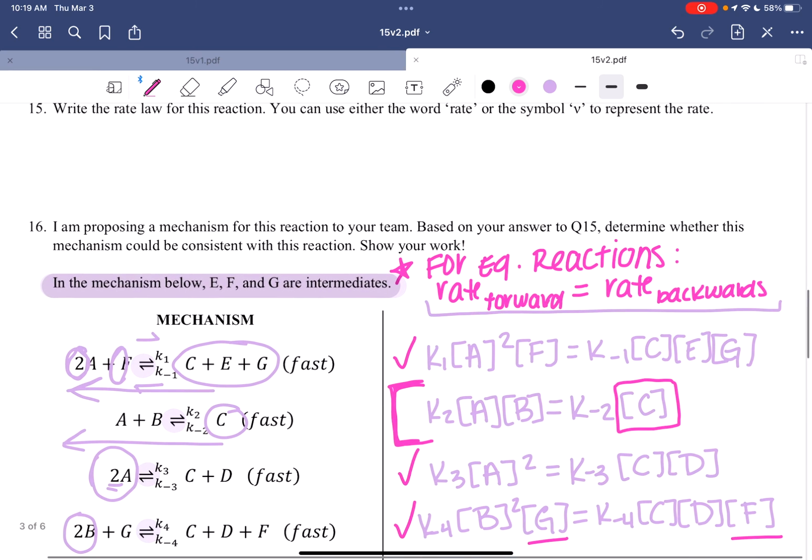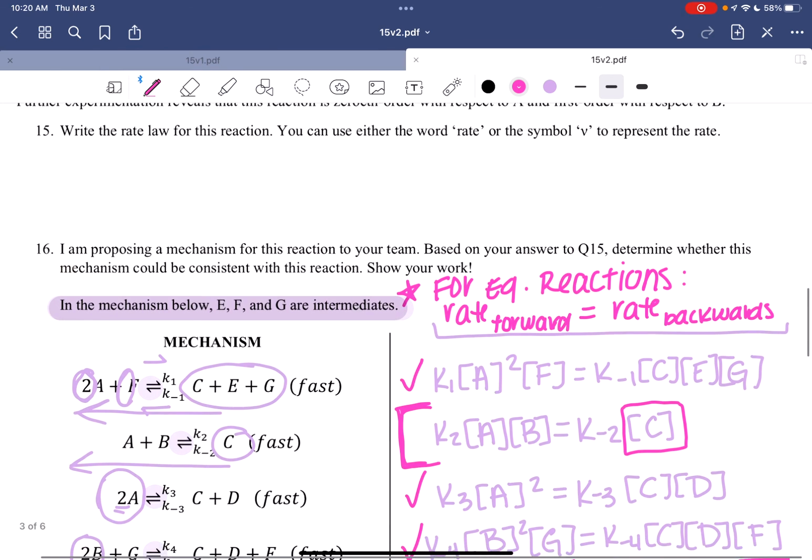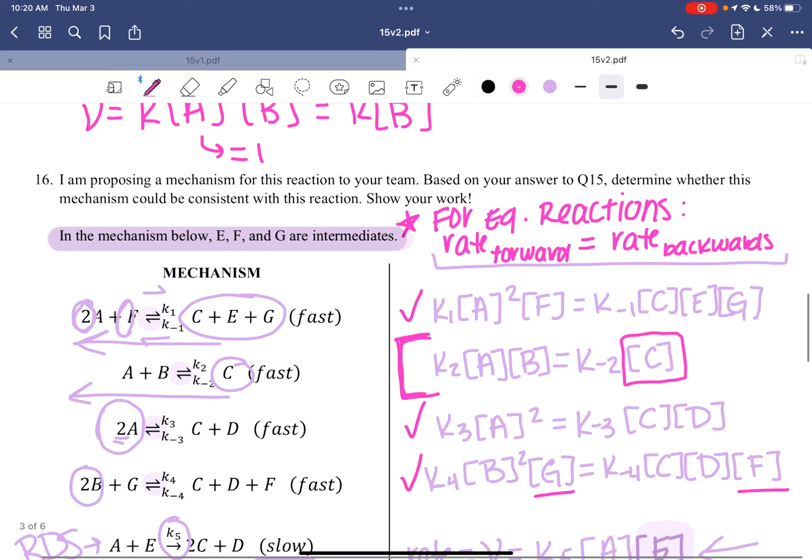And then we can answer the question proposed in question number 16, which is: is this a correct mechanism? Does the rate law that we calculate match the rate law from question 15? If you'll remember, the rate law for question 15 was the rate is equal to some K times A to the 0 power times B. Since anything to the 0 power is just 1, this is the same thing as writing K times B. So that's sort of what we're hoping for.